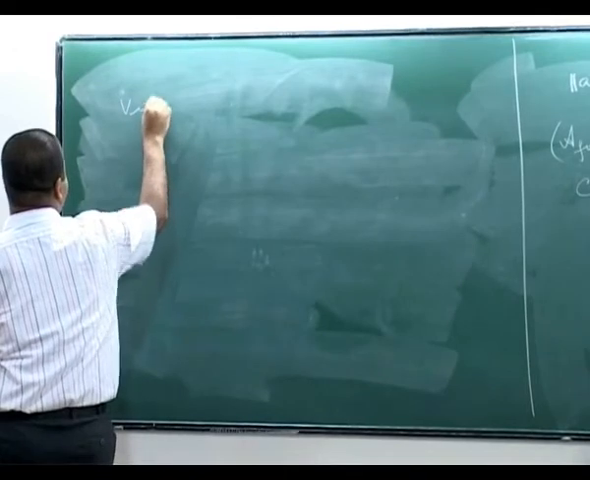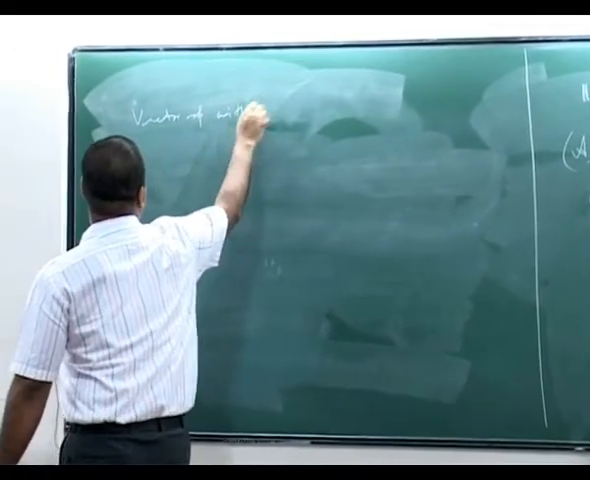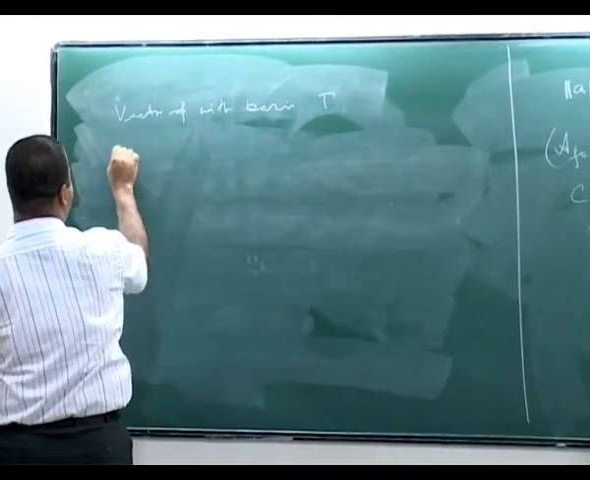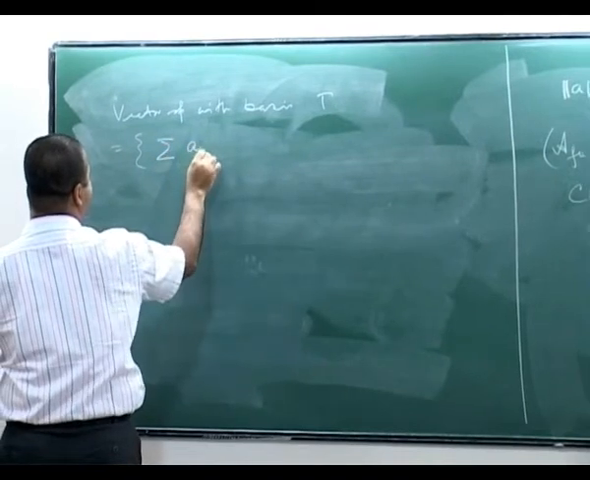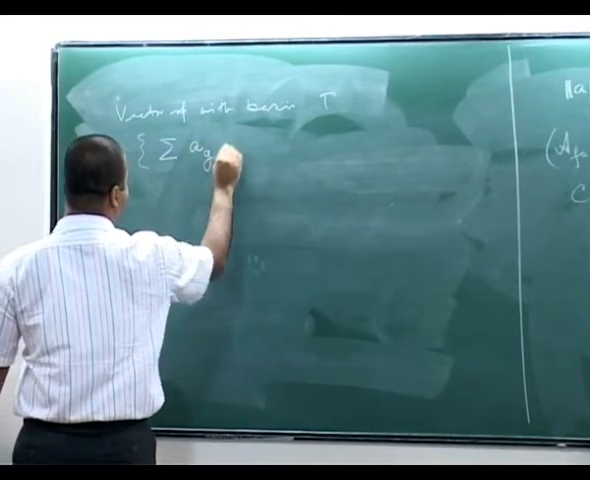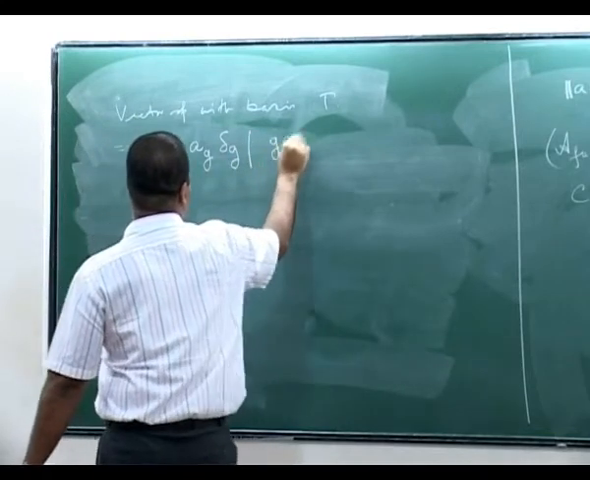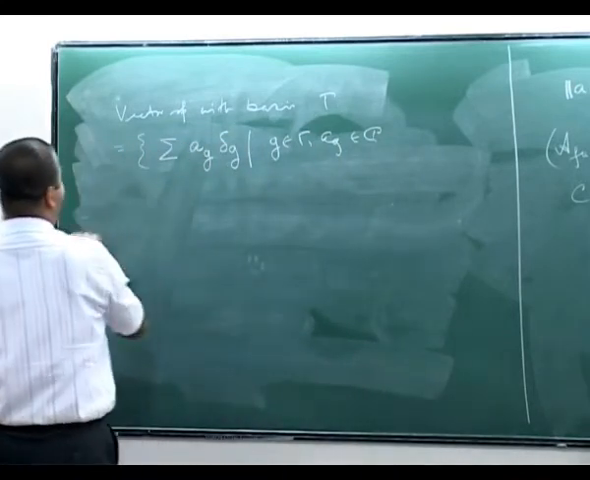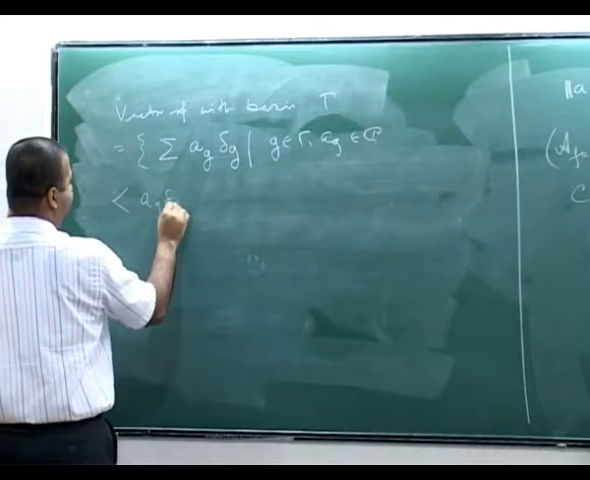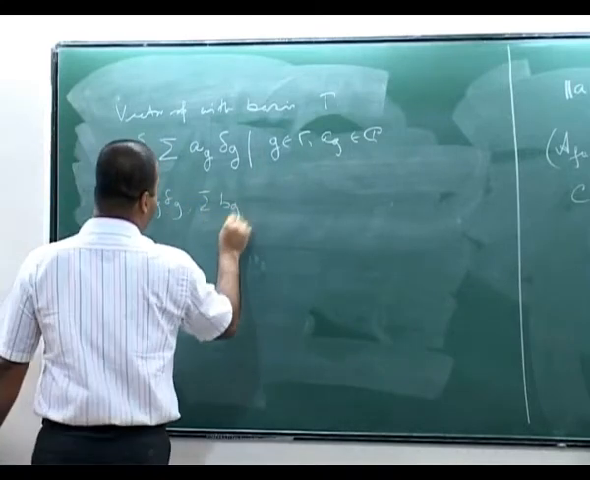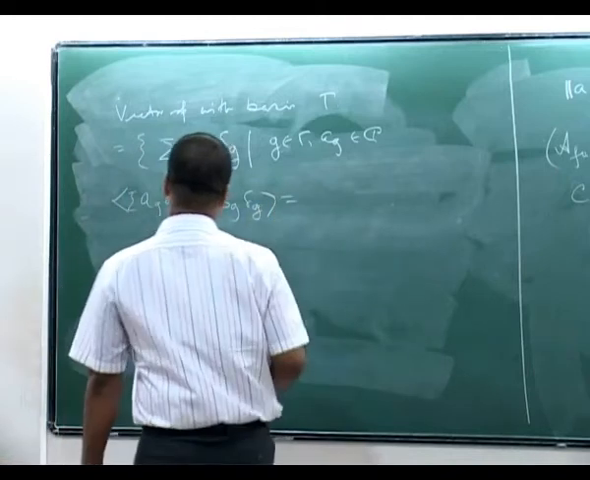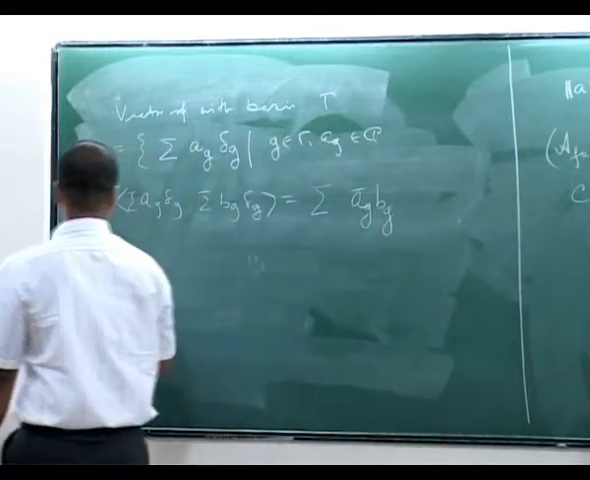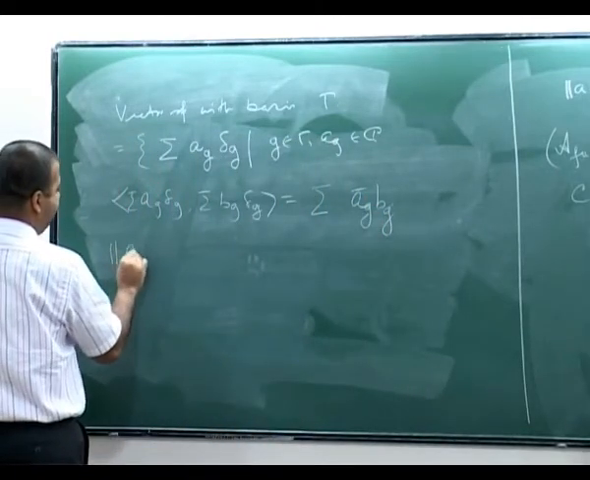I consider a vector space with basis gamma, and so its elements are like finite sums, summation AG delta G, where G is in gamma, AG are complex numbers, and this is a finite sum. And then given two such things, I define their inner product to be, then this will give rise to a norm.